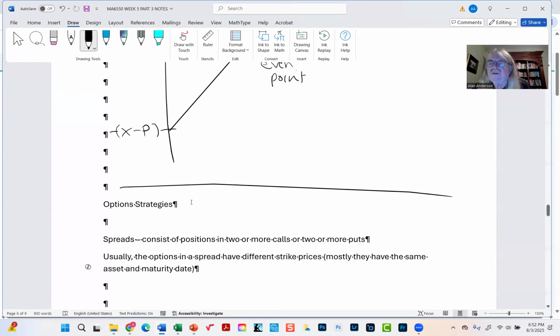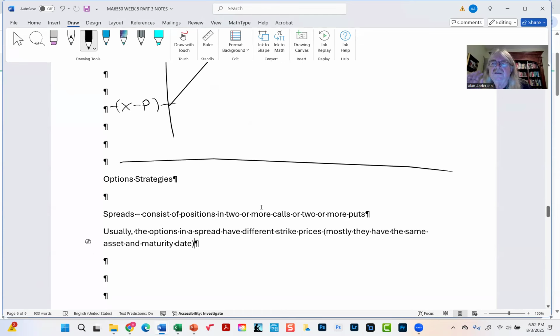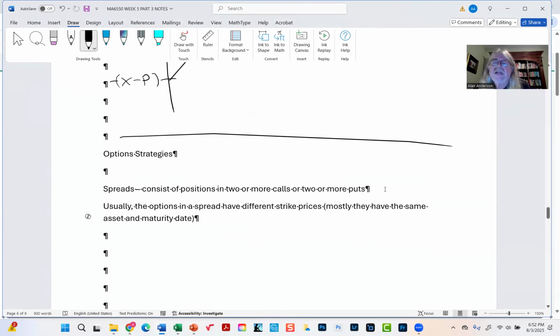Sometimes we buy one and sell the other. Sometimes we buy them both. Sometimes we sell them both. It depends on what we're doing. But the bottom line is it's two or more calls or two or more puts. And normally the way they differ from each other is they'll typically have different strike prices. And you'd be surprised some of the things that are possible with these positions.